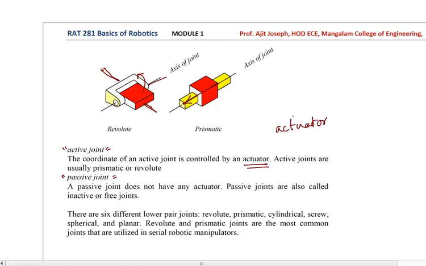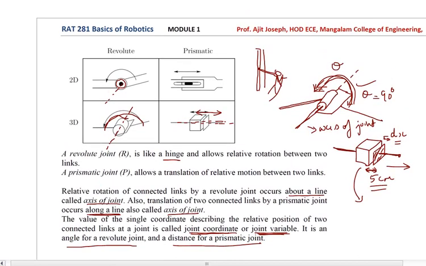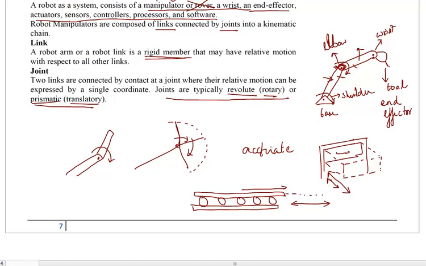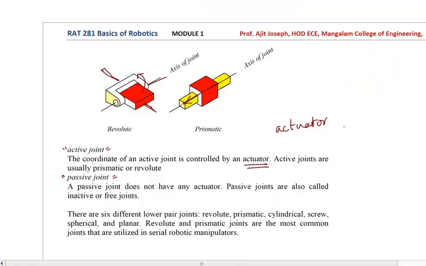I think I previously told the spelling as ACT. Let me look if I have said it wrong. It was double C I told. It's not double C, it's a single C. Okay. So actuator.